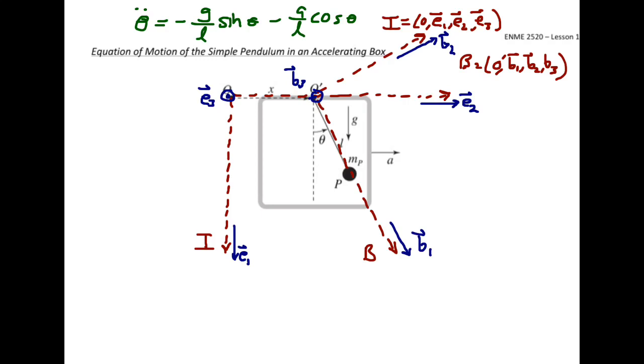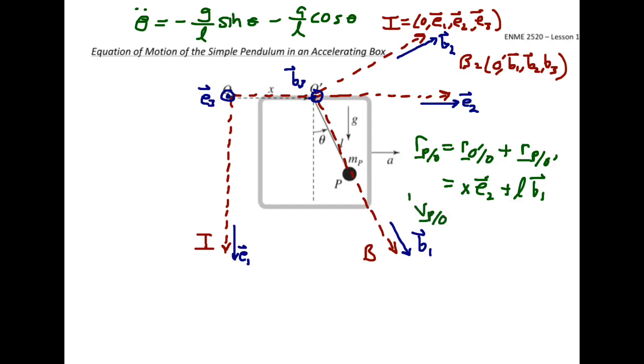Our kinematics are: R of point P with respect to O is equal to R of O prime with respect to O plus R of P with respect to O prime. This is X in the E2 direction plus L in the B1 direction. And then the velocity of P with respect to O is equal to X dot in the E2 direction plus L theta dot in the B2 direction.